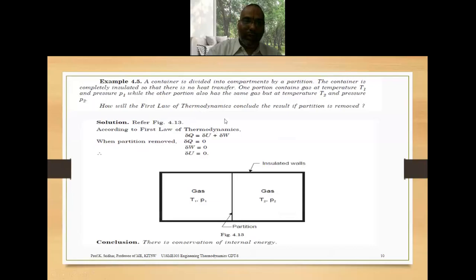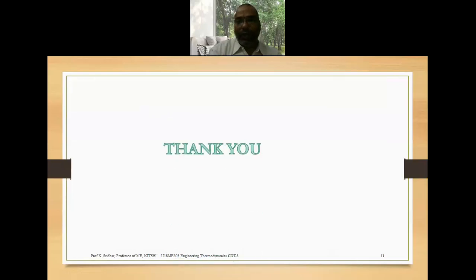So that's why according to the first law of thermodynamics, we are able to say that it is a law of conservation of energy. So like that, we can solve some problems based on these important constant volume, constant pressure and constant temperature processes.